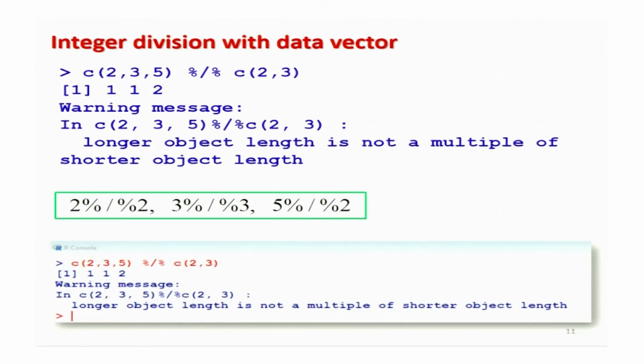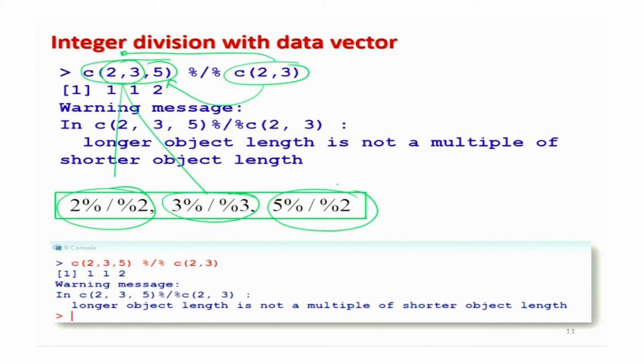Right. And similarly, if you take a similar example where the first data vector has a length 3 and the second data vector has a length 2, which is not an exact multiple of the length of the first data vector, then the same thing will happen. These two values, 2 and 3, will operate over the first two values in the data vector. So this will become 2 integer division by 2, 3 integer division by 3, and then this 2, 3 will come here once again over the 5. So 5 will have the integer division by 2, but there is no other value with which it can be divided using integer division. So this will give you a warning message.